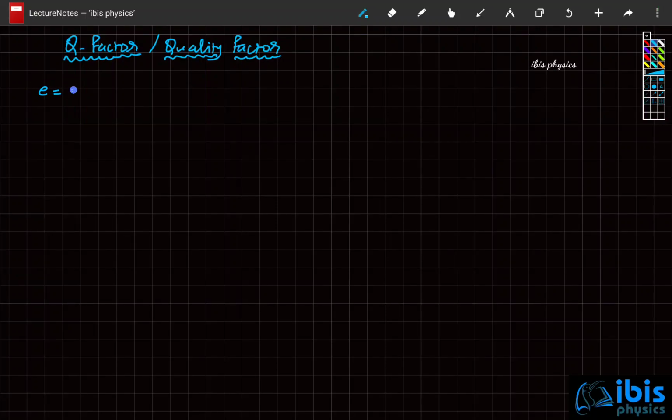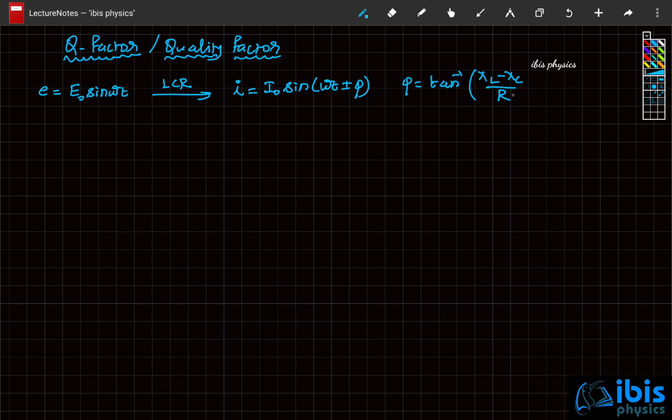If you apply E equal to E naught sine omega t in an LCR circuit, as a result you get a current I equal to I naught sine of omega t plus or minus phi, where phi is defined as tan inverse of XL minus XC by R, whereas the maximum current in the LCR circuit, I naught, is equal to E naught by Z, and E naught by square root of R square plus XL minus XC the whole square.